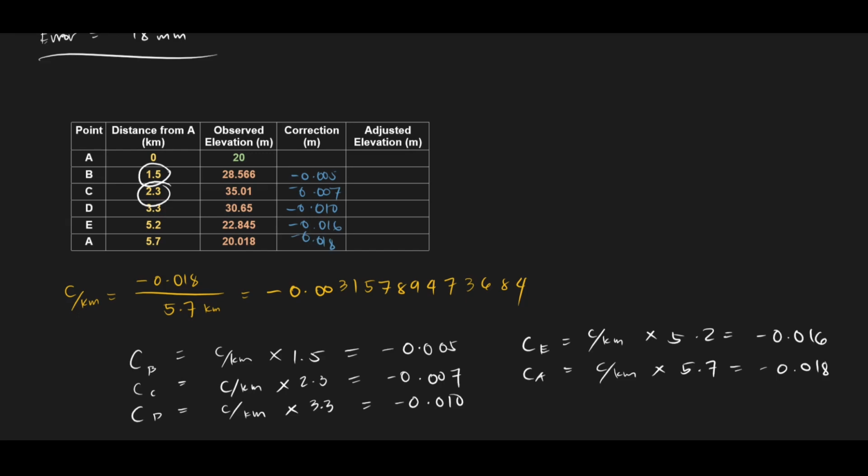If we subtract these values from the observed, or add these negative values, we will then get 28.561, 35.003, 30.640, 22.829, and 20.000. So there we have it, our adjusted elevations for our benchmarks. This is our final answer.